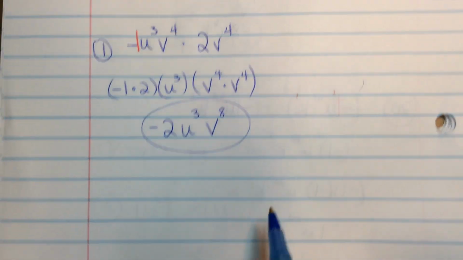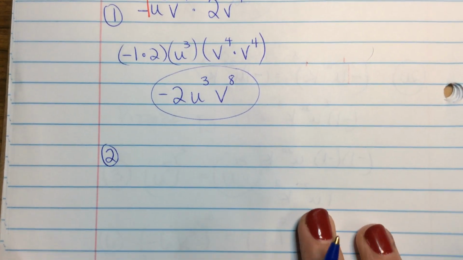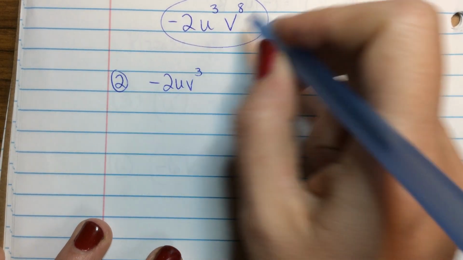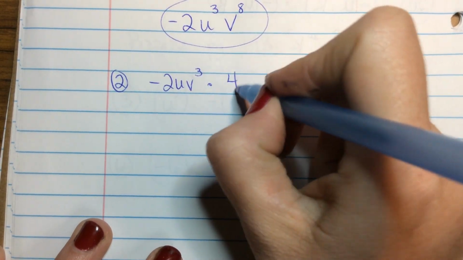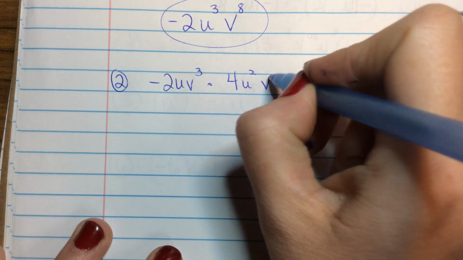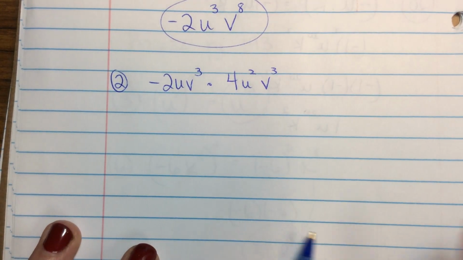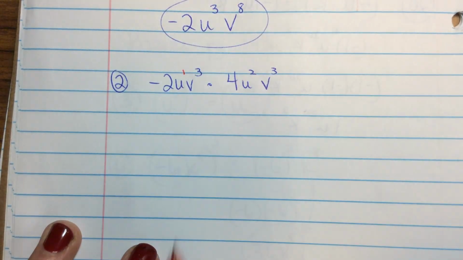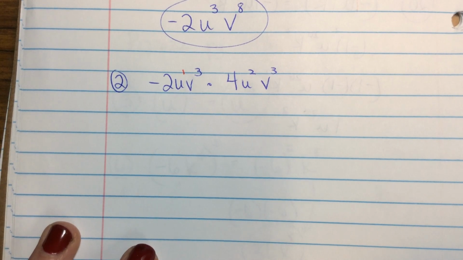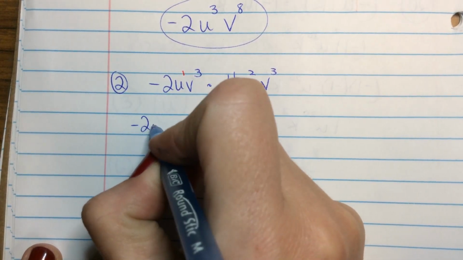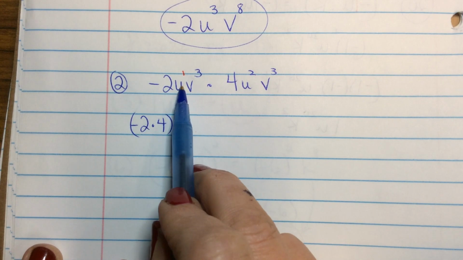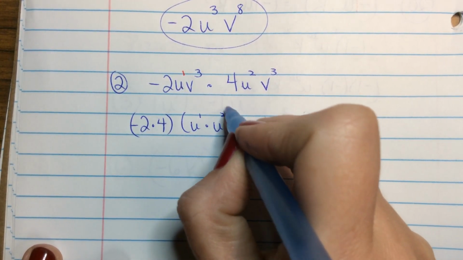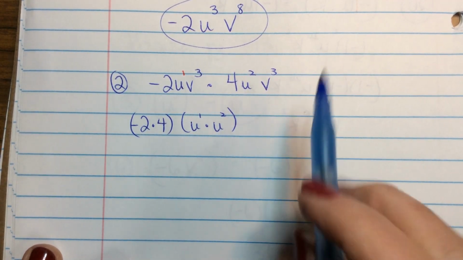Okay, number 2 says negative 2 u v to the third times 4 u squared v to the third. So if I go back through and I fill in, I have to fill in 1 here, and it looks like it's it. So now I'm going to put together what I can. I got negative 2 times 4. I got u to the first times u to the second. Then I got v to the third times v to the third.